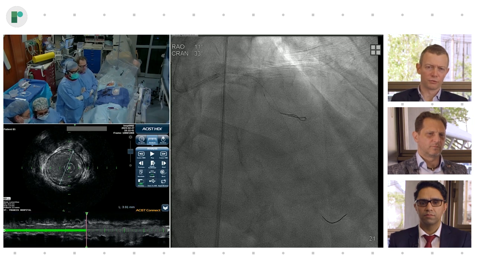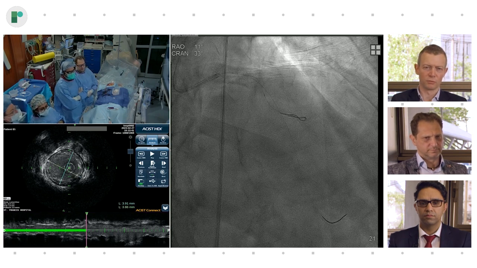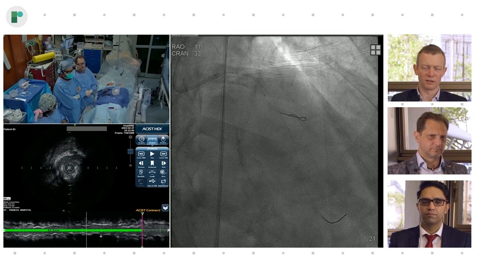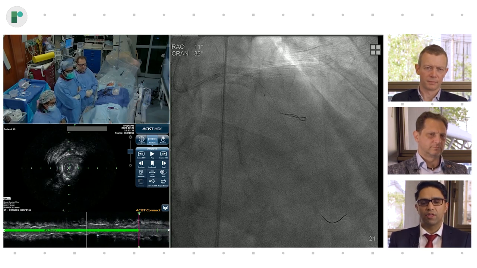So there's clearly multiple strategies here. It would have made sense, I think, to do some predilatation, give some nitrates, and hope that the vessel will expand a little bit. That's a great point. It could make your sizing a little bit easier, right? Now, I think Joost makes a great point.